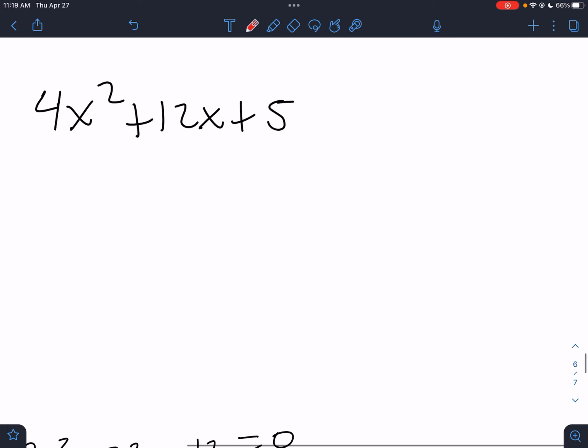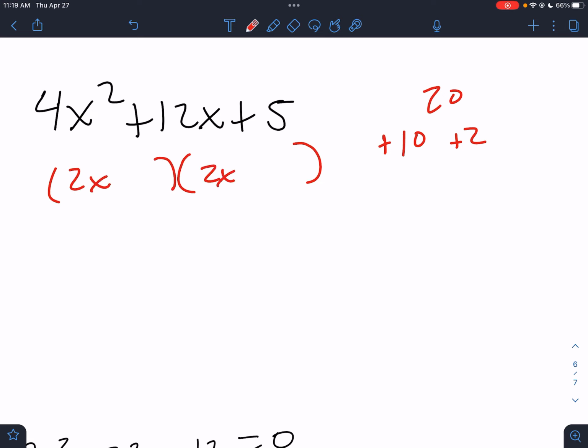All right. 4 times 5 is 20. What factors of 20 add to equal 12? It's going to be 10 and 2. It's plus 12, so that's going to be plus 10 plus 2. Does 4 get me 10? Nope. Does 4 get me 2? Nope. So the only other choice is 2x and 2x.